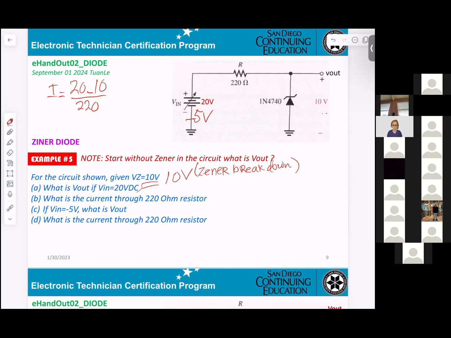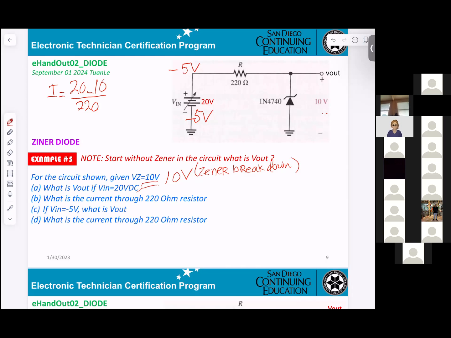So you take the Zener diode out, correct? If you take the Zener diode out, then you have minus 5 volts up top. But the Zener's regulated for 10 volts. So do you go 10 minus 5, or do you just say minus 5?